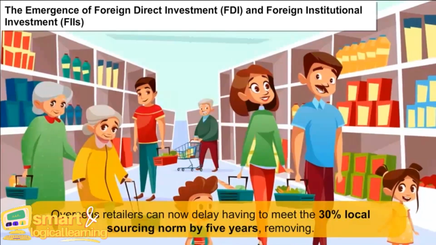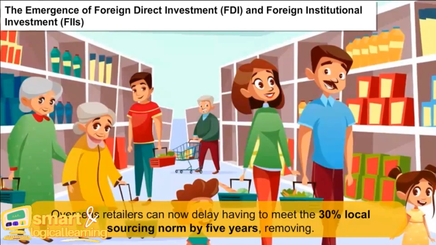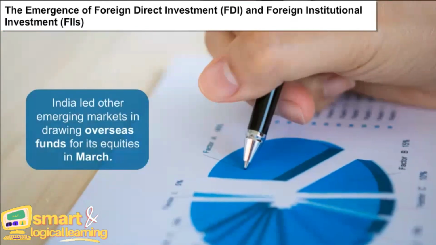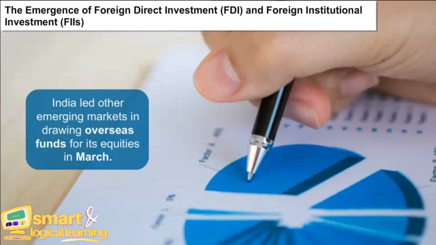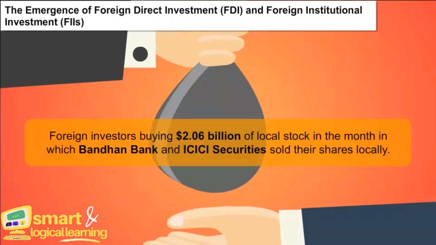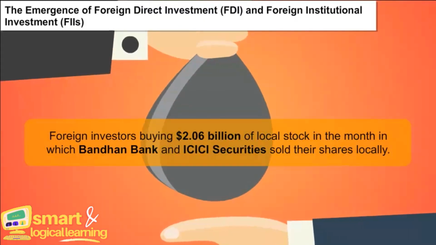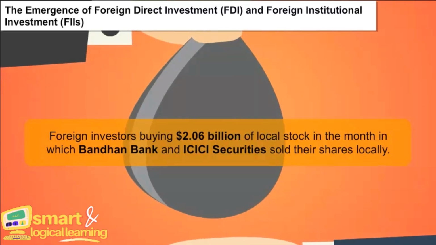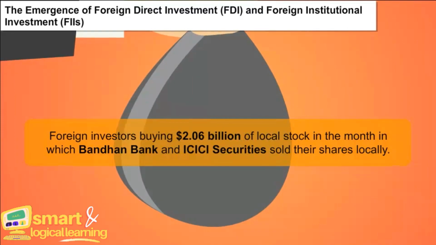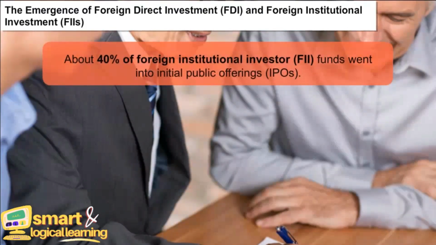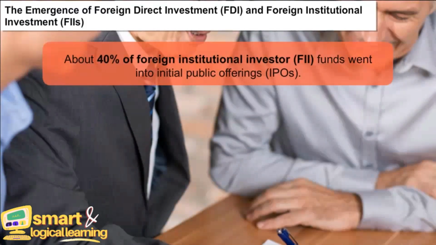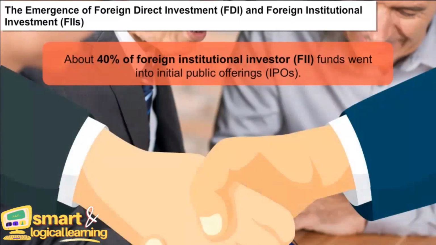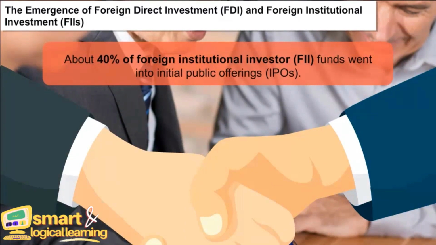Overseas retailers can now delay having to meet the 30% local sourcing norms by 5 years. India led other emerging markets in drawing overseas funds for its equities in March, with foreign investors buying $2.06 billion of local stock in the market, in which Bandhan Bank and ICICI Securities sold their shares locally for the first time. About 40% of foreign institutional investor, or FII, funds went into initial public offerings, IPOs, with the initial share sales in the two financial companies acting as the primary drawcard.